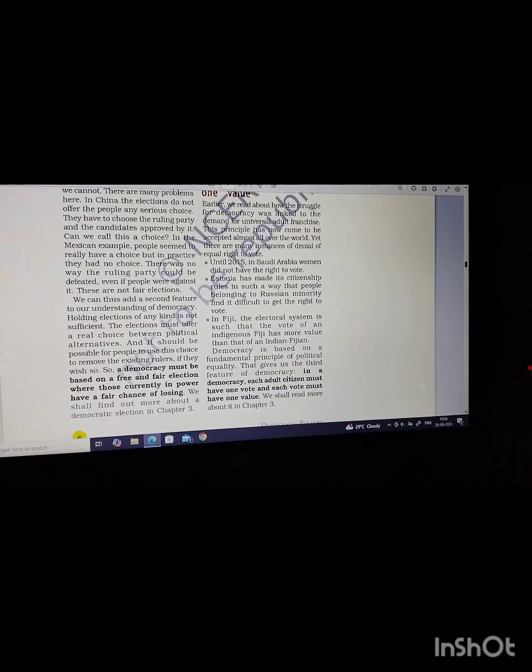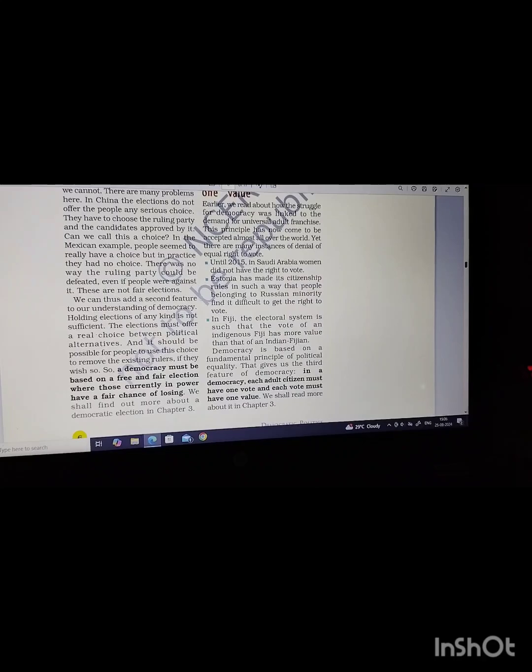Should we consider the elections described above as an example of people electing their rulers? Reading these examples, we get a sense that we cannot. There are many problems here. In China, the elections do not offer the people any serious choice. They have to choose the ruling party and the candidates approved by it. Can we call this a choice? In the Mexican example, people seem to really have a choice, but in practice they had no choice. There was no way the ruling party could be defeated, even if people were against it. These are not fair elections.